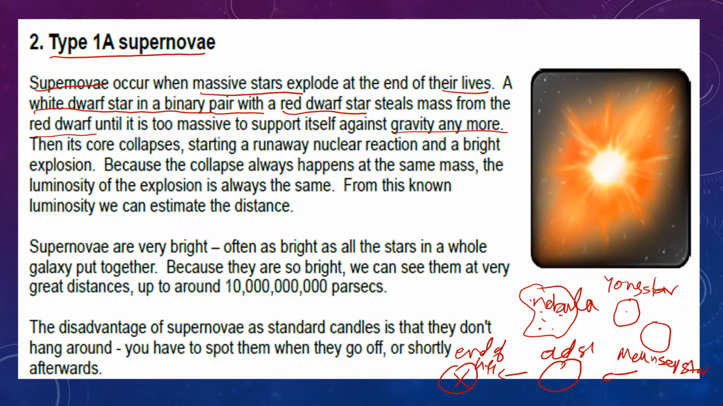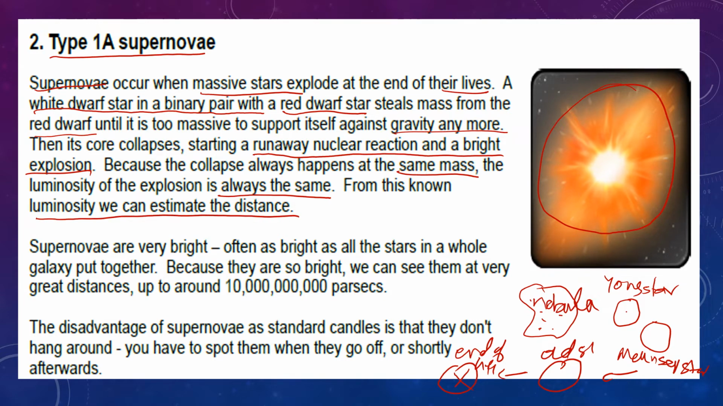When it collapses, strong nuclear reactions happen and a very bright explosion appears, the way it is shown in the diagram to the right. So that is known as the supernova. Because the collapse always happens at the same mass, this is an interesting thing: the star is going to collapse when its mass reaches one specific value, and this happens with all the stars at the same mass. So the luminosity of the explosion is always the same, because the same mass is going to explode, so the same amount of light is going to be produced. So from this known luminosity we can estimate the distance.